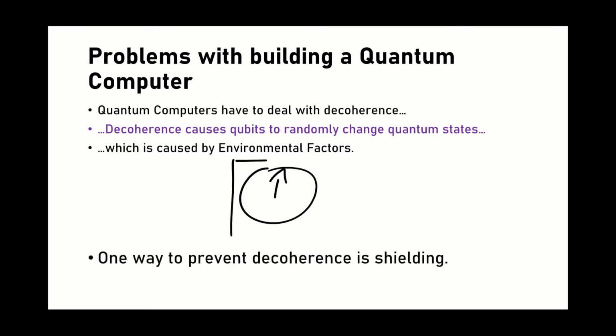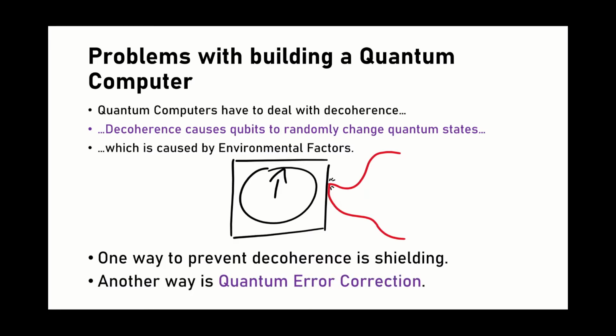One way to mitigate is shielding the qubit. So in comes another radiation, but since this qubit is shielded, it just bounces off. In the real world, shielding can take the form of cooling qubits down to near absolute zero, or subjecting qubits to intense magnetic fields. There is another way to mitigate the decoherence, and this takes the form of quantum error correction.